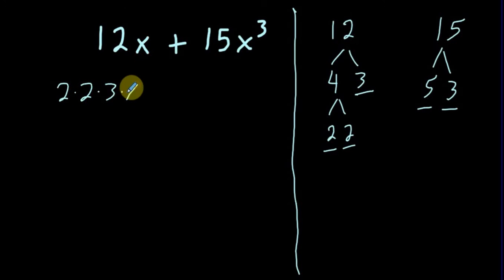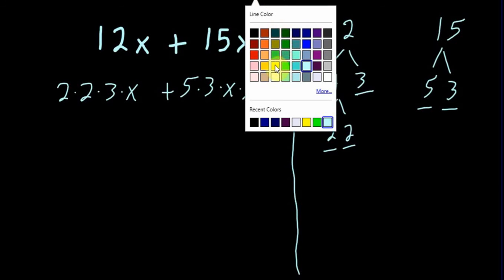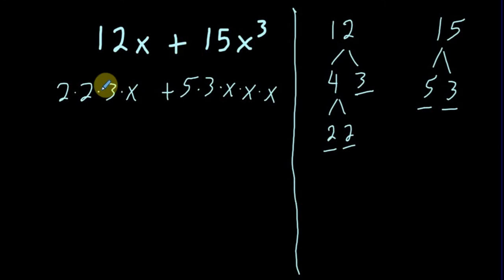But it also had an x there. And then we have a plus sign. All right, 15. We split that up into 5 times 3. But now we have x cubed. That means there's 3 of them, so x times x times x. Now we look for what they have in common. Let's see. 2, 2, 3, 5, 3. Well, they both have a 3. So we're going to put a 3.